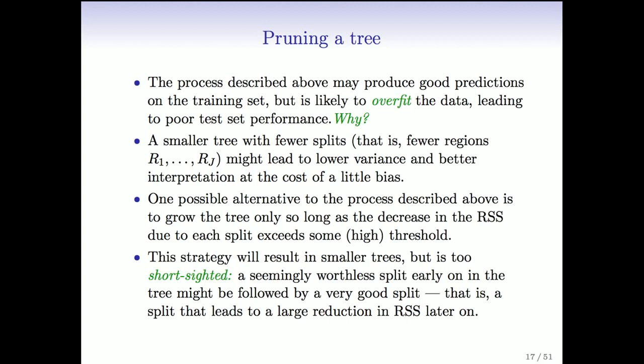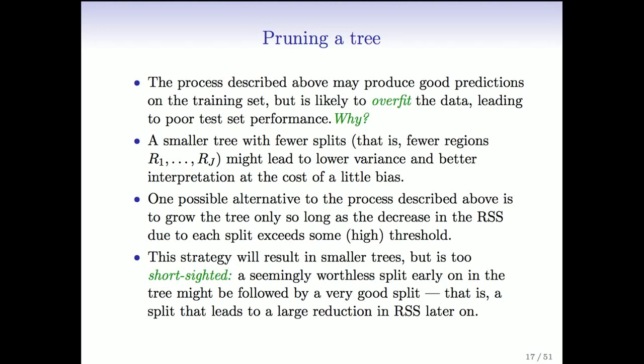Another possibility would be to stop early. In other words, just keep splitting until it looks like no split helps in terms of reducing the residual sum of squares, the criterion we saw before. But it turns out this strategy can be too short-sighted. In other words, we'll very often stop too early because it looks like no good split is available, but actually if we kept splitting, we'd see a better split farther down the tree.